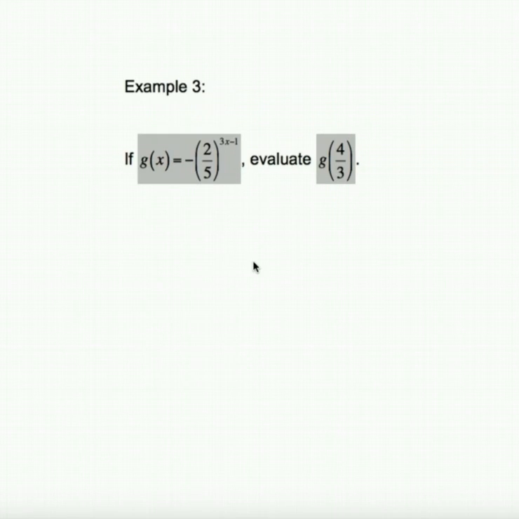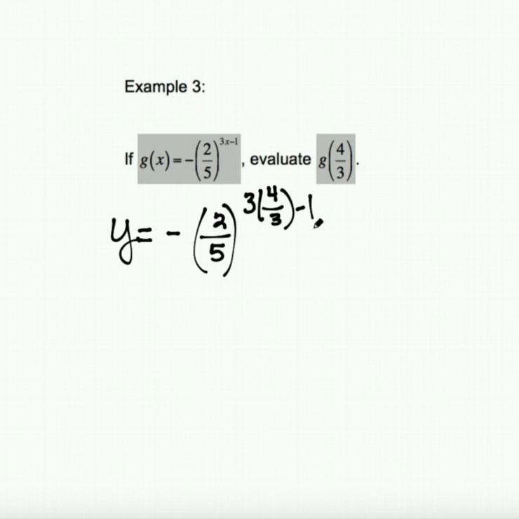We're going to evaluate g of 4/3. So this time my function is g of x equals -2/5 raised to the 3x minus 1 power. So I'm going to go ahead and plug in 4/3. So y equals -2/5 raised to the 3 times 4/3 minus 1 power. So that's going to give me y equals negative, and again, still 2/5. And now let's simplify this exponent. 3 times 4/3, well, the 3's cancel out, so we're just left with 4 minus 1, which is 3.